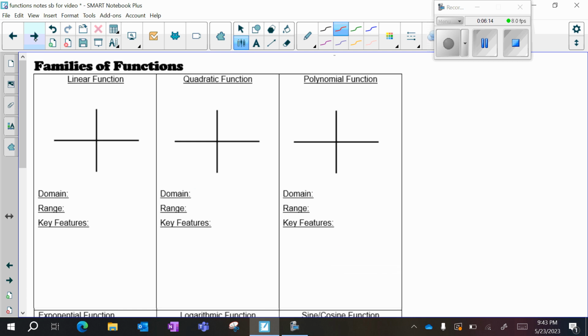So let's talk about all of our families of functions. So I'm going to start off with some of our basic parent functions and give you some general characteristics that you should know about these. So a linear function is obviously a line. Its parent function is f of x equals x. The domain is always going to be all real numbers, as well as your range. And remember that all real numbers is negative infinity to positive infinity. Key things to know is that it has a constant rate of change.